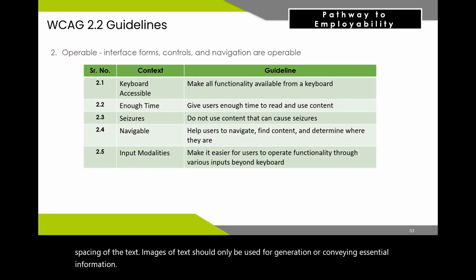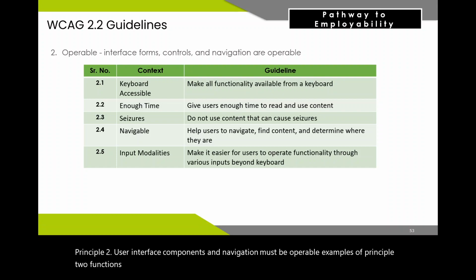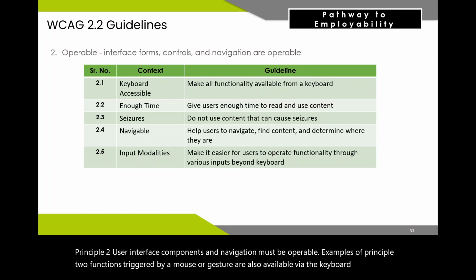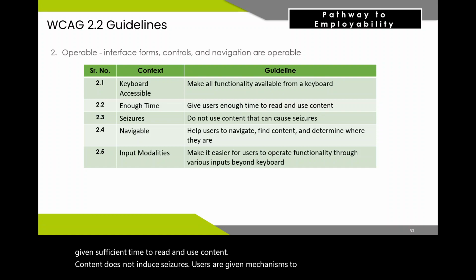Principle 2. User interface components and navigation must be operable. Examples of Principle 2. Functions triggered via mouse or gesture are also available via a keyboard. All users are given sufficient time to read and use content. Content does not induce seizures. Users are given mechanisms to skip repetitive content.